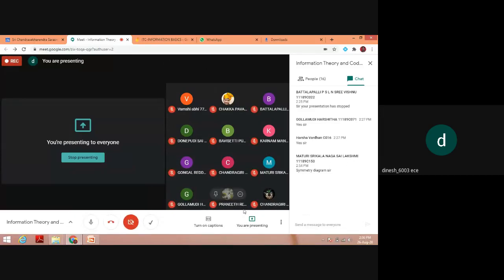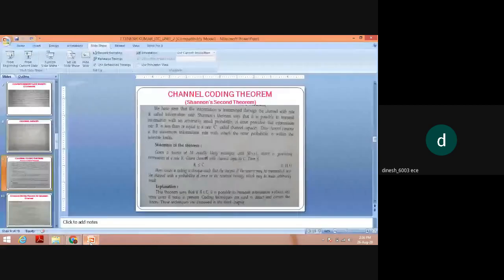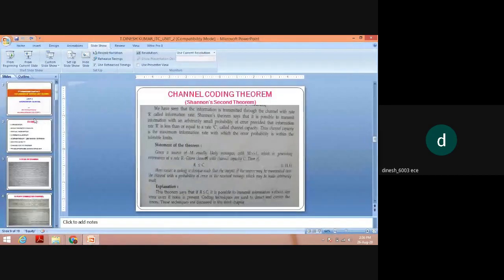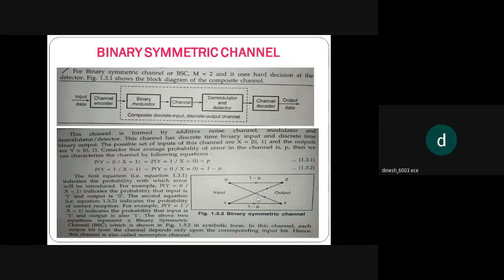Symmetric diagram. Yes, what is the doubt in the symmetric diagram? You want me to show the symmetric diagram? Want me to explain the diagram, sir? The symmetric diagram which you had seen in the binary symmetric channel, right? Yes, binary symmetric. Just a minute. Is this symmetric channel diagram visible?